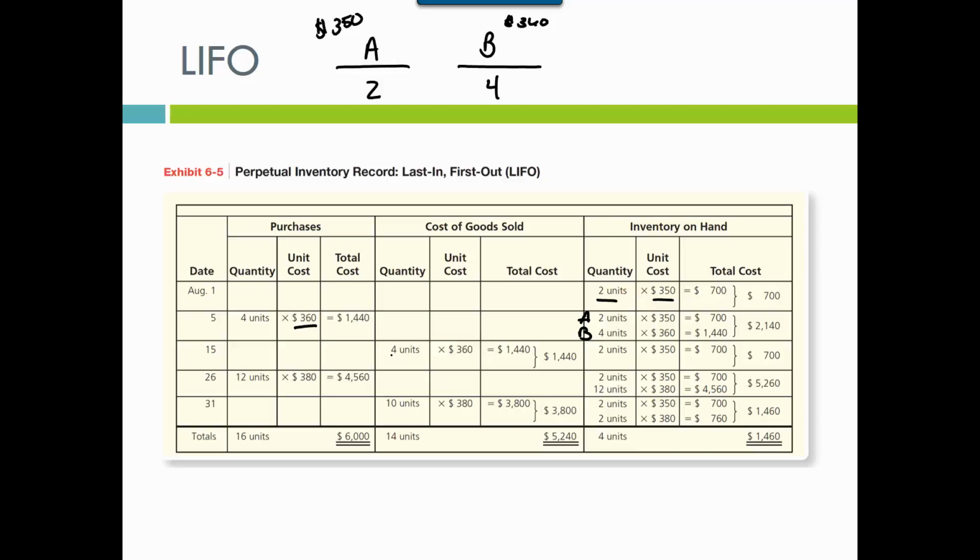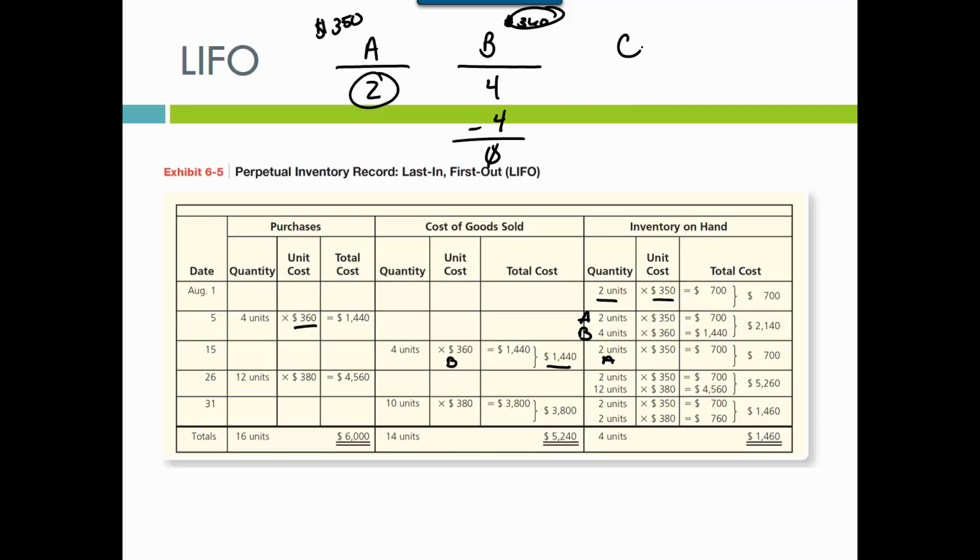Then I made a sale, and so then since this is LIFO, I'm going to be pulling the newest stuff first. That's shelf B. So I will pull 4 units from there, and that's all I need for my sale. So all 4 units came from shelf B, which is the $360 stuff. So 4 times 360 gives me my cost of goods sold. What's left is the 2 units here on shelf A, and those cost me $350, so I have $700 left.